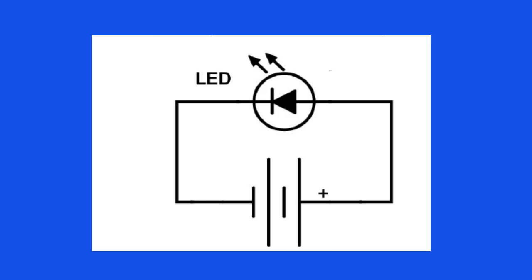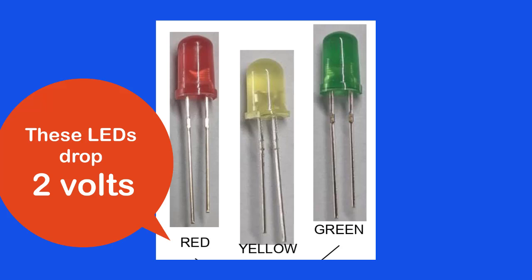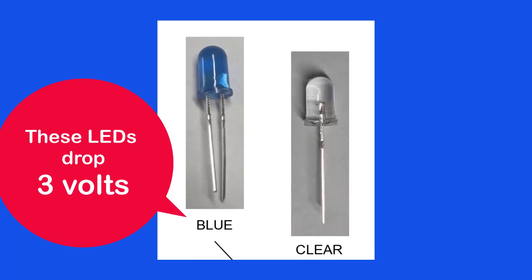As I said, our red, yellow, and green LEDs run on about 2 volts, or we say these LEDs drop approximately 2 volts across them. We will explain more about voltage drops in later lessons of this lab. Our blue and clear LEDs drop about 3 volts. You will see why this information is important to know when we build circuits with these different LEDs.